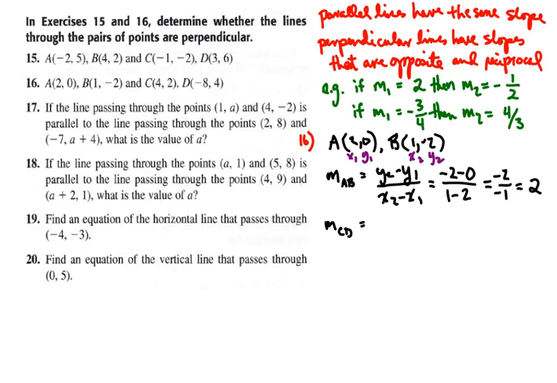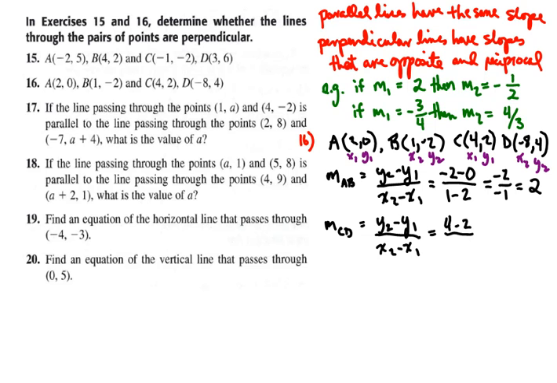The slope of the line passing through points C and D we will call M sub CD. So recall that C, which is 4, 2, is our x1, y1, and D, which is negative 8, 4, is x2, y2. So we start with the formula, y2 minus y1 over x2 minus x1. y2 is 4, y1 is 2, so that leaves us with a numerator of 4 minus 2. x2 is negative 8, and x1 is 4, so that leaves us with a denominator of negative 8 minus 4.